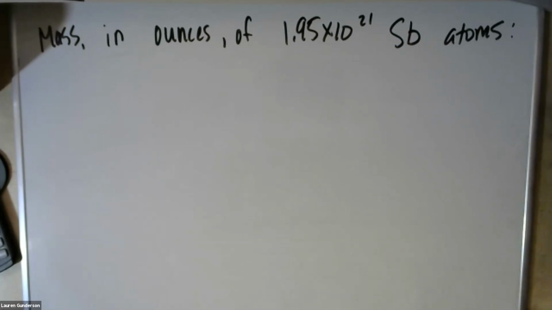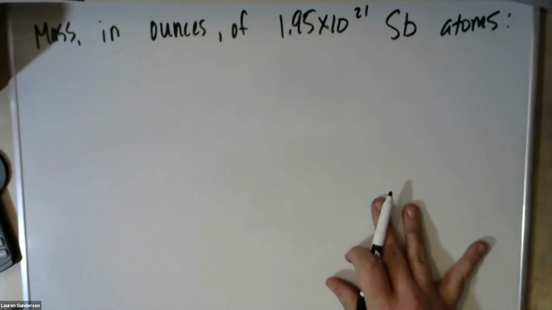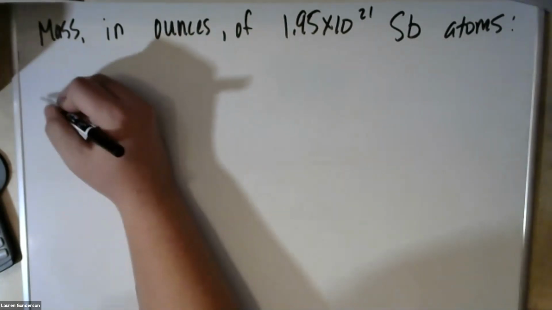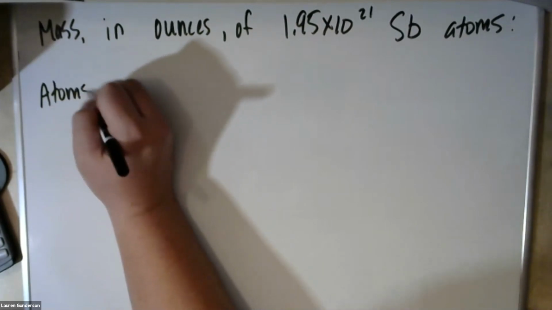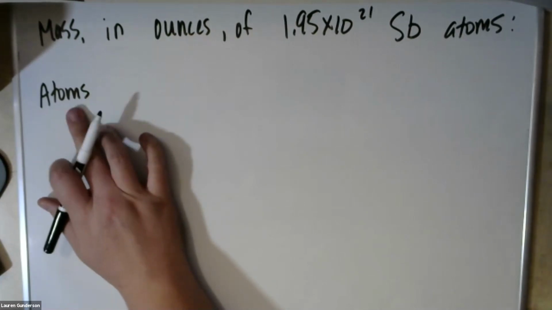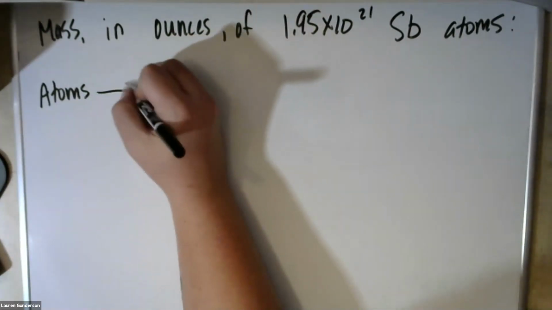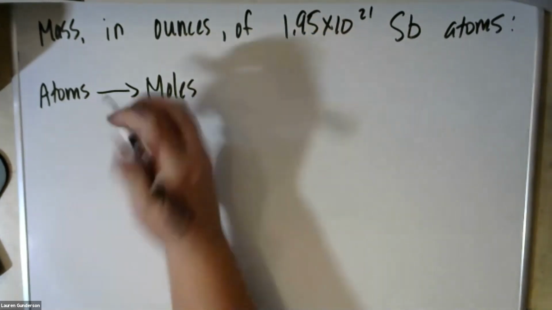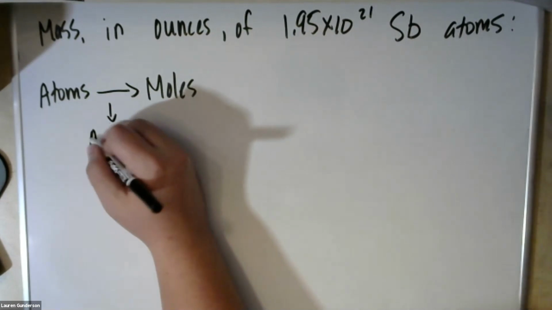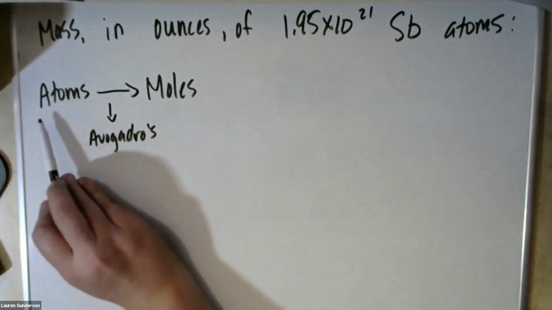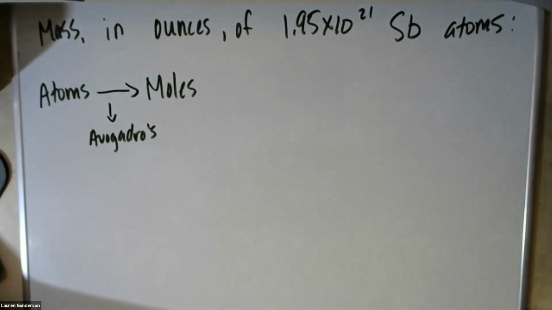So what I would recommend doing here is making yourself a roadmap of how you want to solve this problem. They gave us the number of atoms. Hopefully by now you feel comfortable recognizing that if you have the number of atoms of something, you can use Avogadro's number and find the moles of that thing. So we'll put a little note here that says Avogadro's number, because that's what you can use to go from atoms into moles, right?